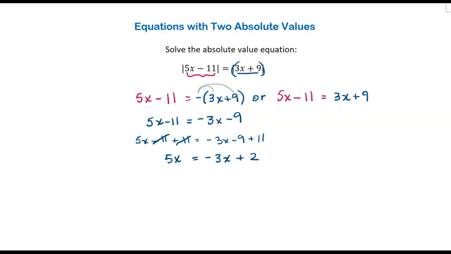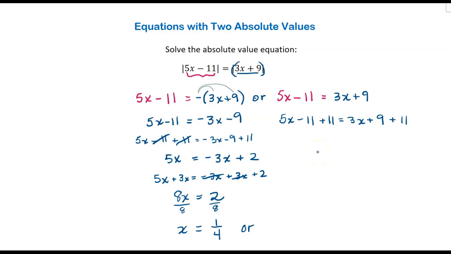So now I'm going to add 3x to both sides. When I combine on the left, I'll have 8x is equal to, cancel those guys, and then we'll have 2. And of course, you can divide by 8. And x is equal to 1/4.